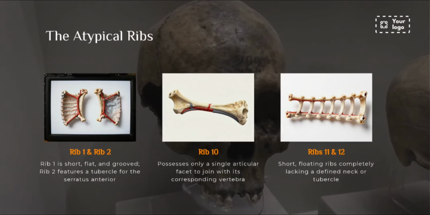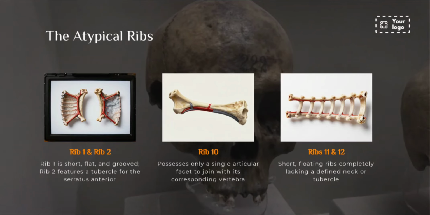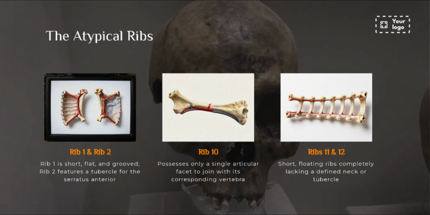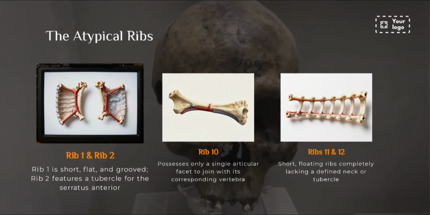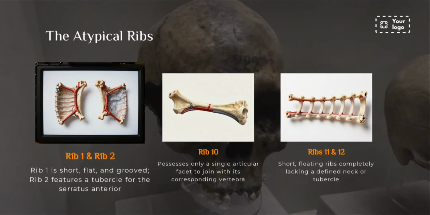Not all ribs are typical. Ribs 1, 2, 10, 11, and 12 possess special characteristics. For example, rib 1 is uniquely short and flattened to accommodate the subclavian vessels.